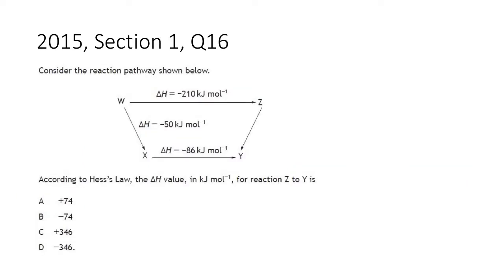So here's an example of a cycle question. Consider the reaction pathway shown below. According to Hess's law, the enthalpy change value in kilojoules per mole for reaction Z to Y is, and we've got a selection there. The thing you really have to do with these cycle questions is follow the arrows, look at these arrows and figure out where they're all pointing to. Where is the origin and where is the end point? Once you've got that, you can just set up a little equation and solve for the missing value.